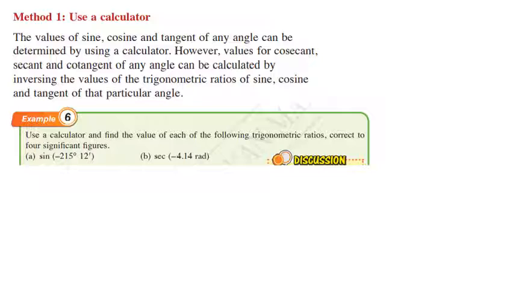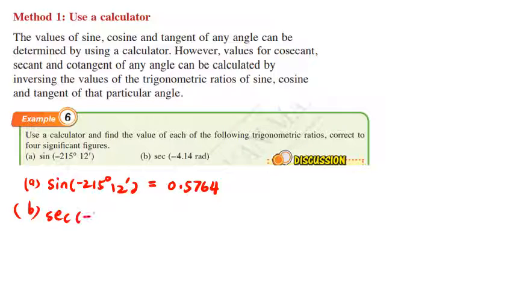Alright, okay, first of all, you need to key in your calculator sin -215 degree 12 seconds. Then you will get 0.5764. Okay, so remember that the question asks you to give correct to 4 significant figure. Okay, for B, second, -4.14 radian, you need to change it into degree first.